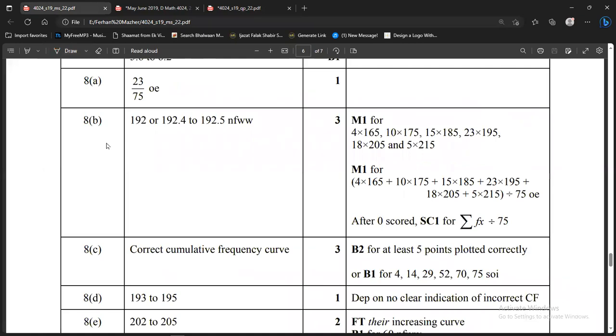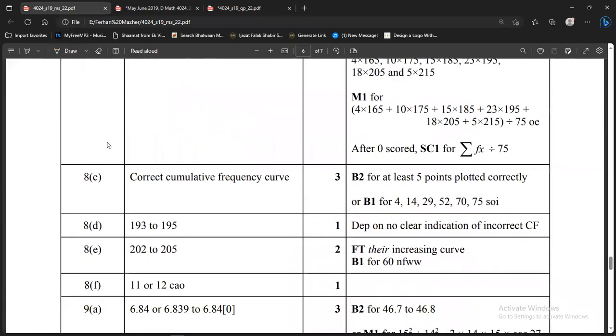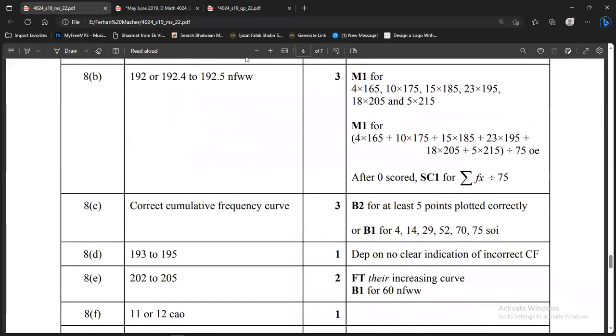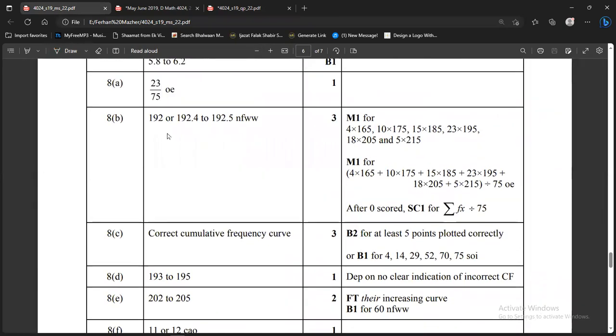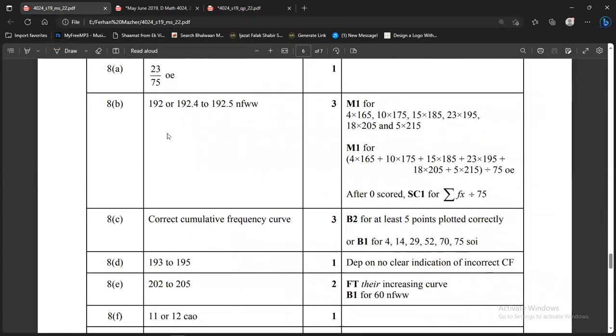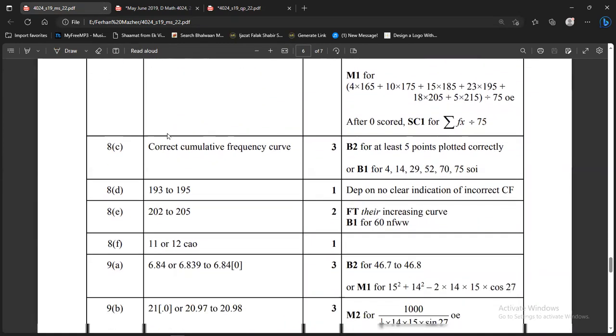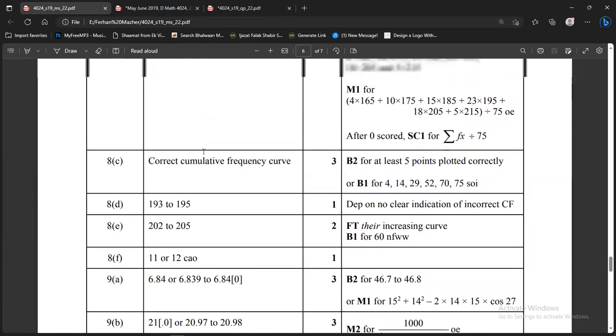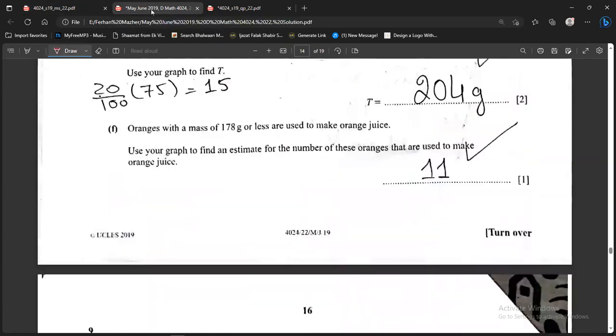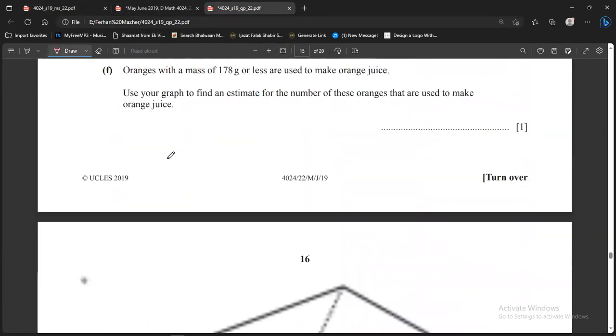So that is question number 8. This is the marking scheme of question number 8, and our answers are right. I have already checked them. Okay, so we are going to the next question.